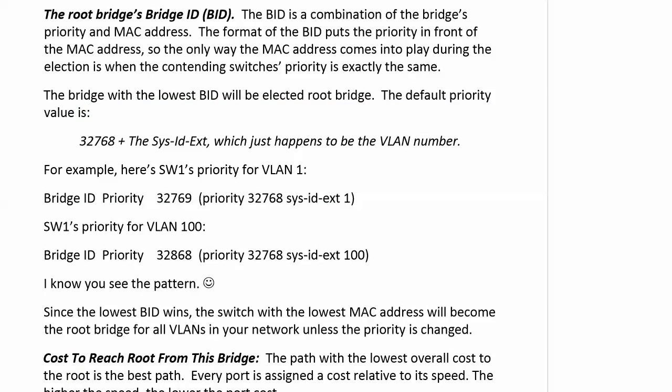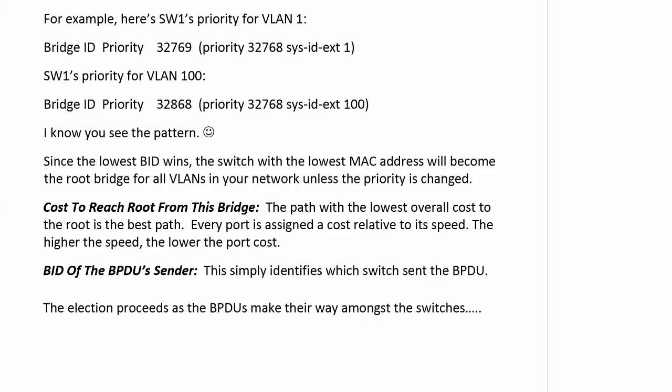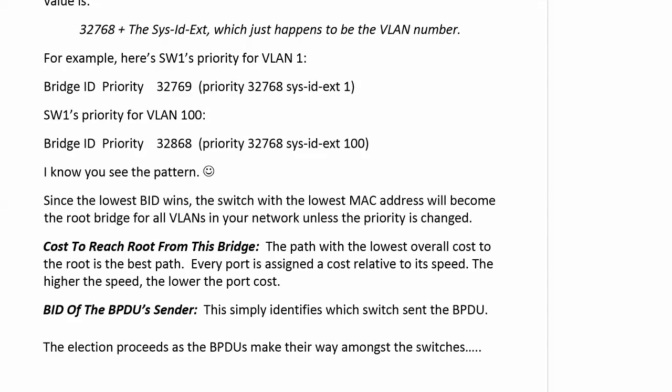Now again, the lowest bid wins, and the switch with the lowest MAC address will become the root bridge for all VLANs in the network, unless the priority is changed. We'll revisit that later, but that sounds like something we might want to change. The bid also contains the cost to reach the root from this bridge, because the path with the lowest overall cost to the root is the best path. That's how STP decides on that.